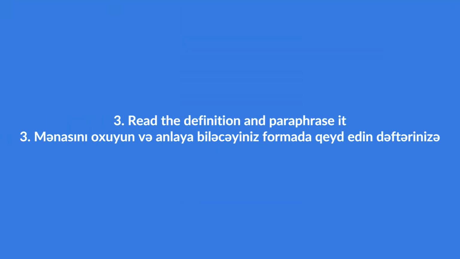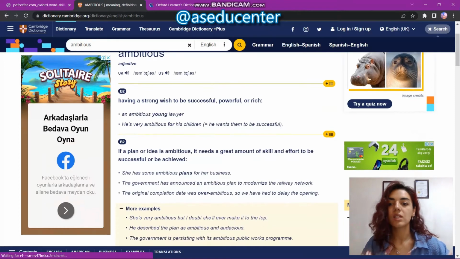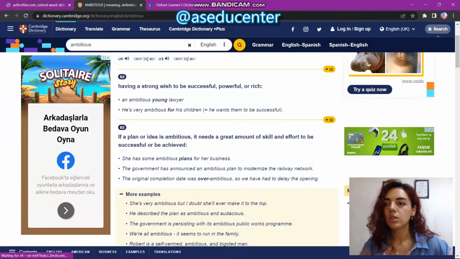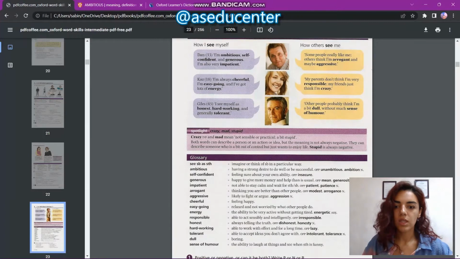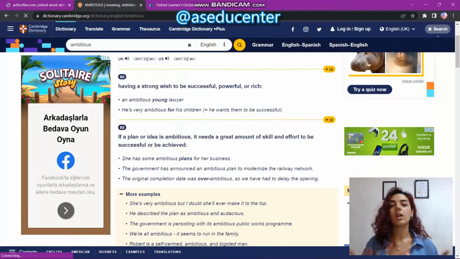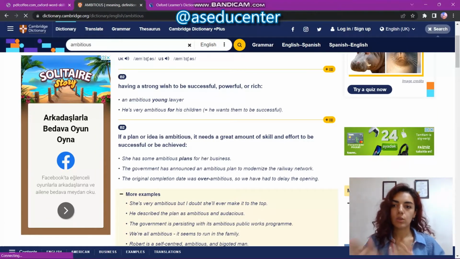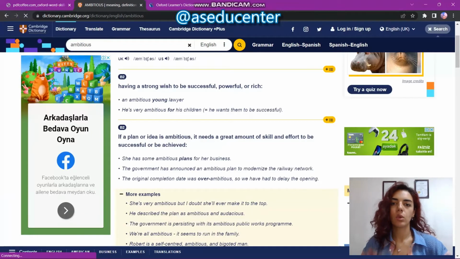Third thing, we check the definition of this word. So the first we wrote, the second we check the pronunciation, the third is understanding the meaning. If you have a glossary, of course you will just check it in your glossary. It says that having a strong desire to do well or be successful. Otherwise, if you saw this word somewhere else, let's say on social media or on TV, radio, whatever, you can check it again on Cambridge Dictionary. So it says that having a strong wish to be successful, powerful, or rich.